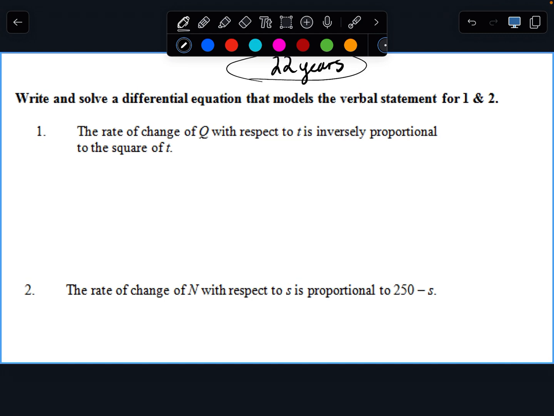All right, this one is when they do weird stuff at you. So notice they say inversely proportional, okay? These are actually really easy, honestly, but people overthink it. So you gotta settle down when you look at these. When it says the rate of change of Q with respect to T, rate, derivative. So derivative of Q with respect to T. Okay, got it?